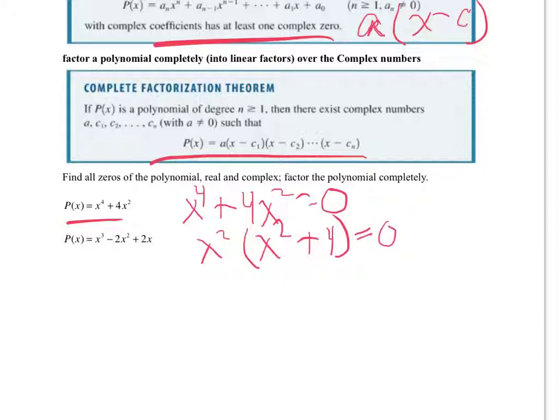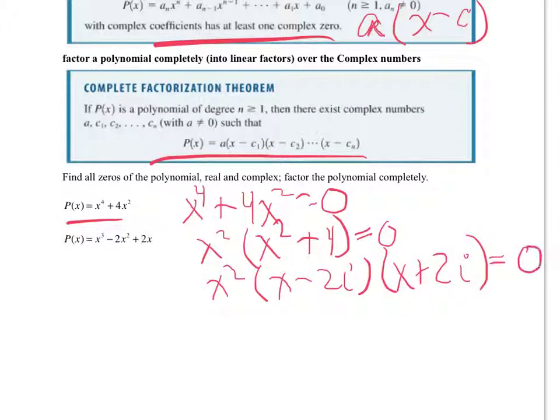equals 0. And so we get x squared times x squared plus 4 is x minus 2i times x plus 2i. And that equals 0. Remember, x squared plus 4 equals 0 is only if x squared equals negative 4, and that's x equals plus or minus the square root of negative 4, which is 2i. So x equals plus or minus 2i, and that's where I got these x minus 2i and x plus 2i.